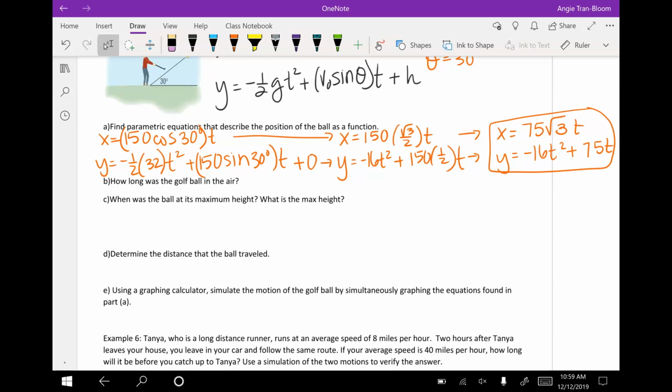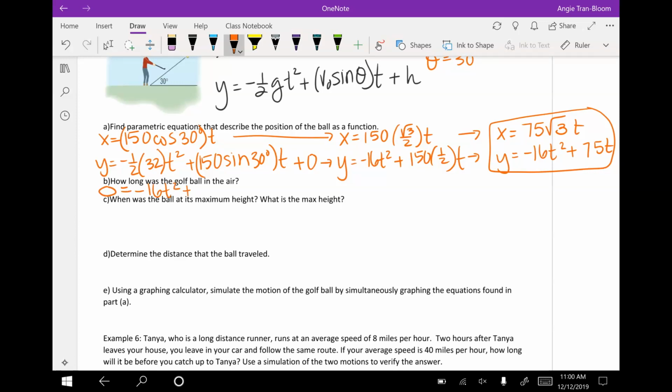Which out of those two, x or y, would we need to use to solve? Y, exactly. How long, meaning time. I need to solve for time. When the ball is in the air means when the height is 0. So we would take the y, set it equal to 0, and solve for time.